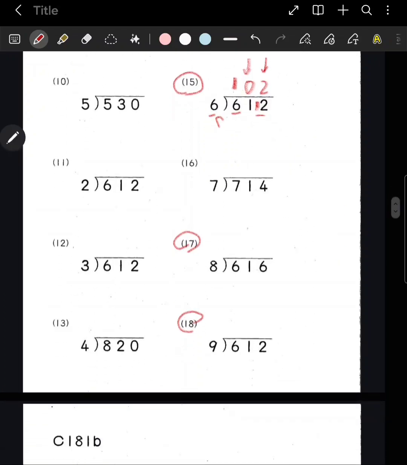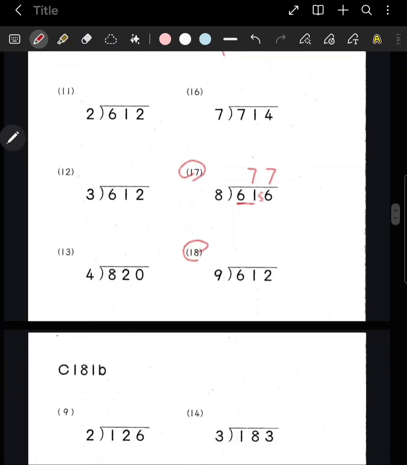So with the same methodology, I would do this one. 616 divided by 8. 6 is too small, so 61 divided by 8. And what's 61 divided by 8? Let's pause the video right here to get the quotient and also the remainder, and we will move forward. So then the answer is 7. So with 7, my remainder will be 5. So I put 5 next to 6. Then 56 divided by 8 is equal to 7 again.